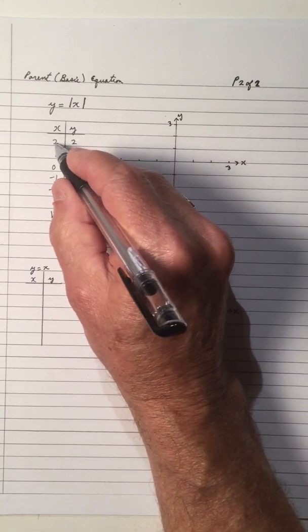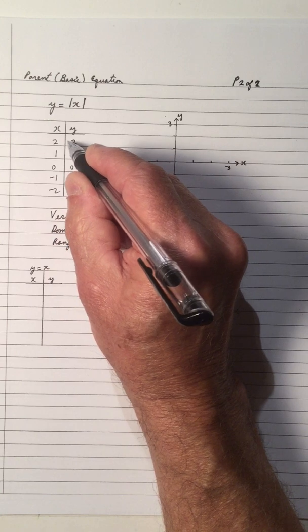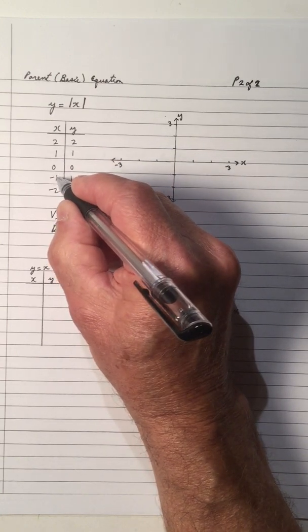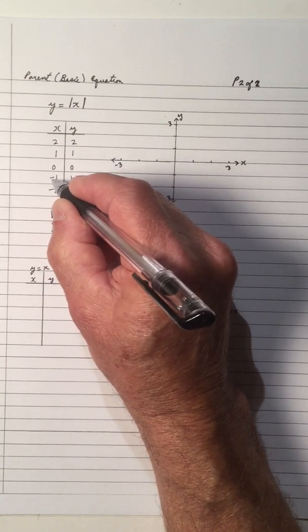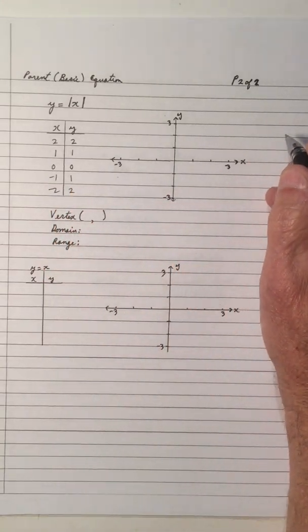The absolute value of these three doesn't change the sign because the numbers are greater than or equal to 0. When the number is negative, you change the sign, make it positive. Make the negative of a -1, 1; the negative of a -2, 2.